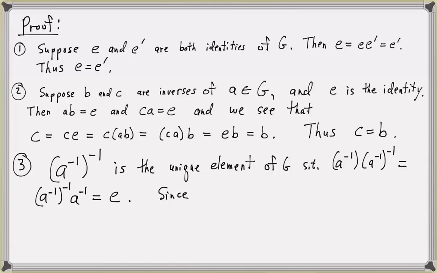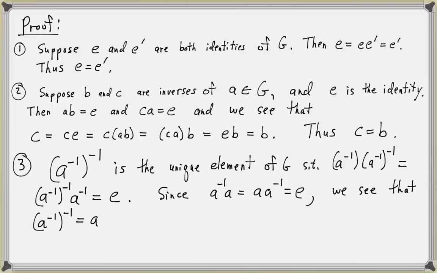Since A inverse times A equals A times A inverse equals E, and we know that inverses are unique, we see that the inverse of A inverse must be A. So in other words, A is the inverse of A inverse.